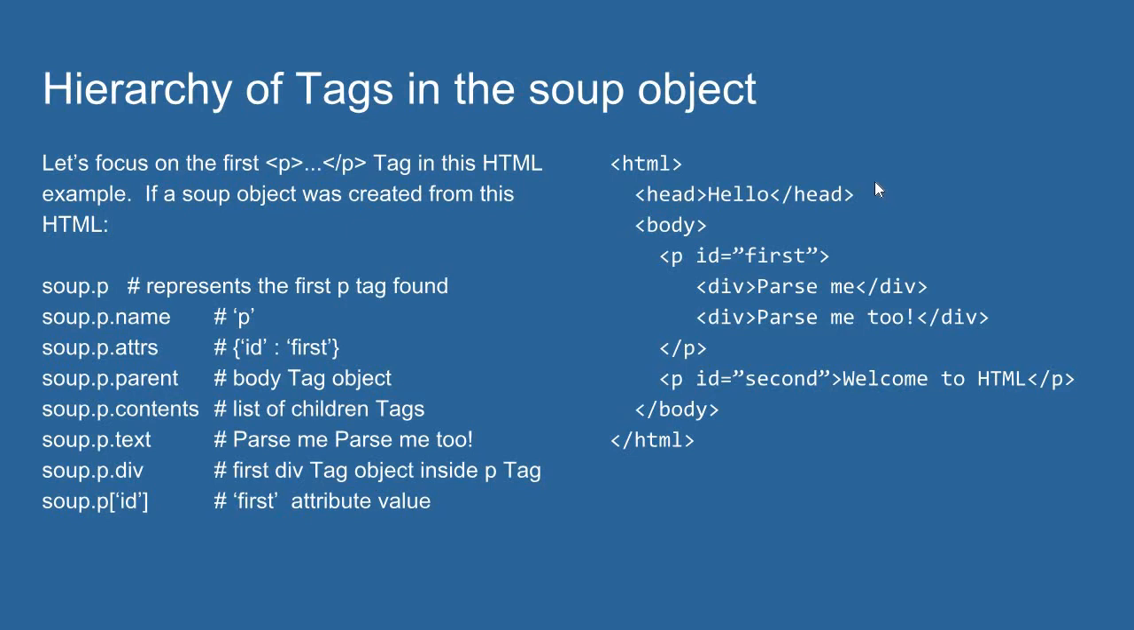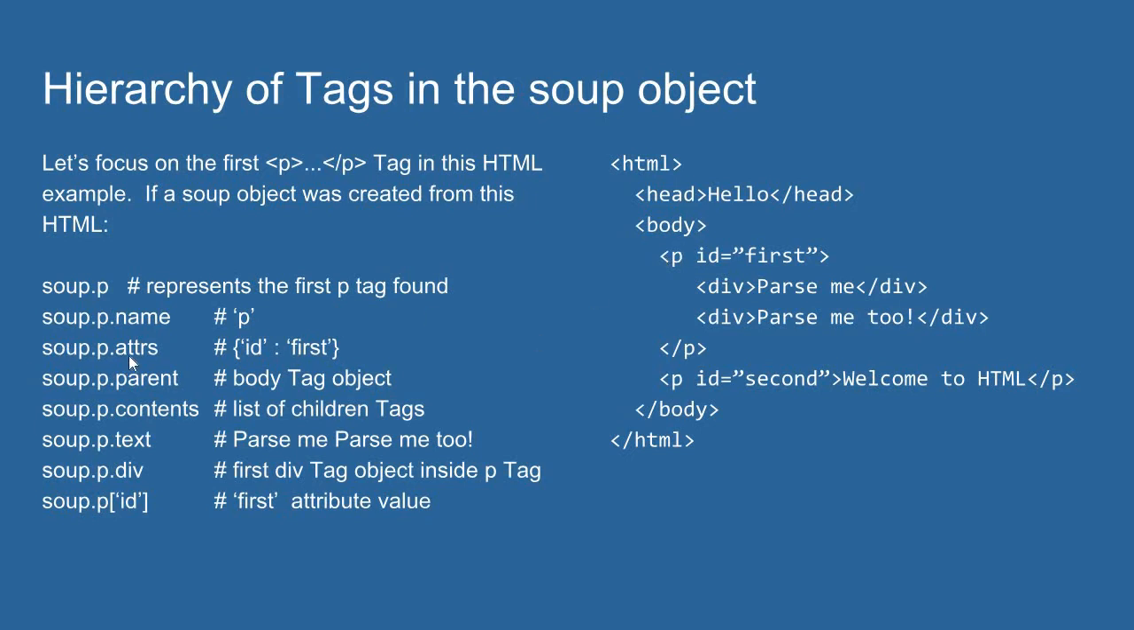So here are some examples of how we might use these attribute values. Here's my HTML example, and let's say I created a soup object using this HTML data. If I were to type soup.p, p is a tag name, what I would do is retrieve the very first tag inside my soup that matches that name. So my very first paragraph tag is what is returned when I say soup.p. I would return this paragraph tag and all of the contents inside it. Now soup.p.name, I'm calling the name property of the p tag. Well, the name of this tag is just p.